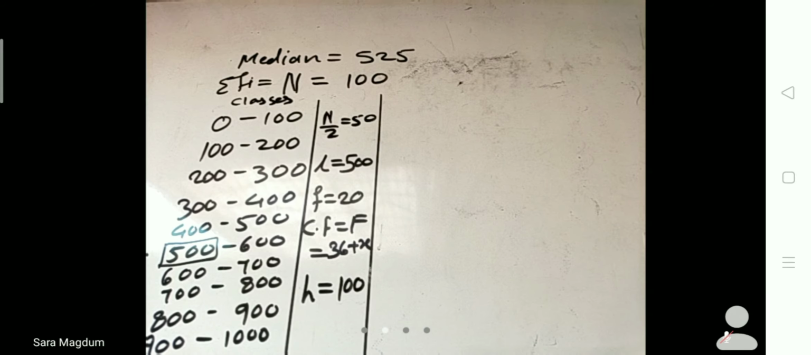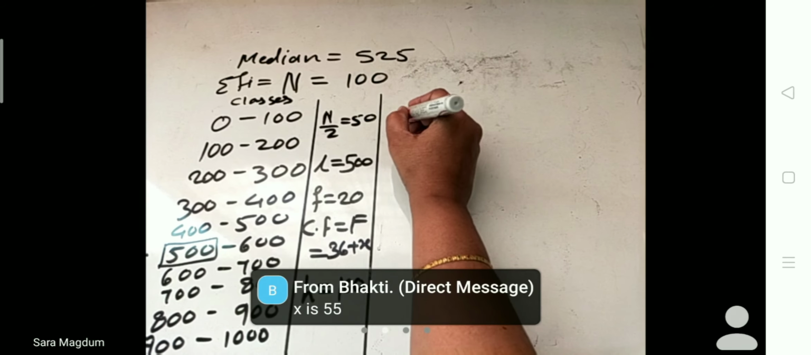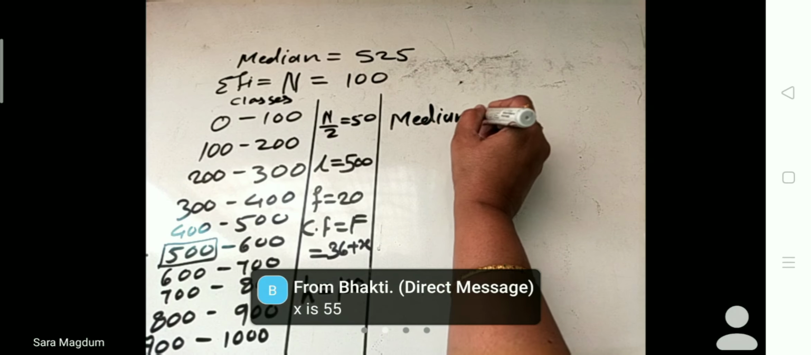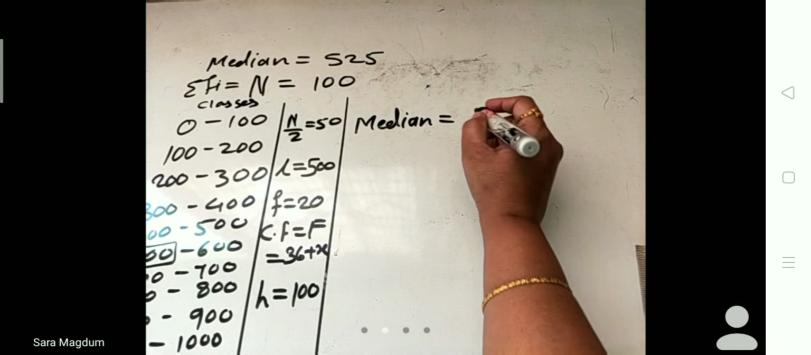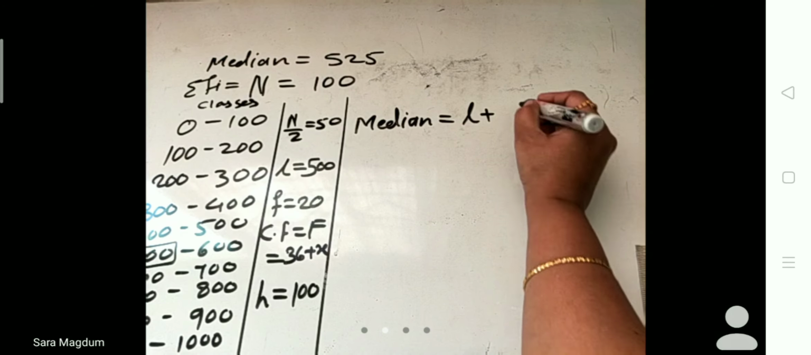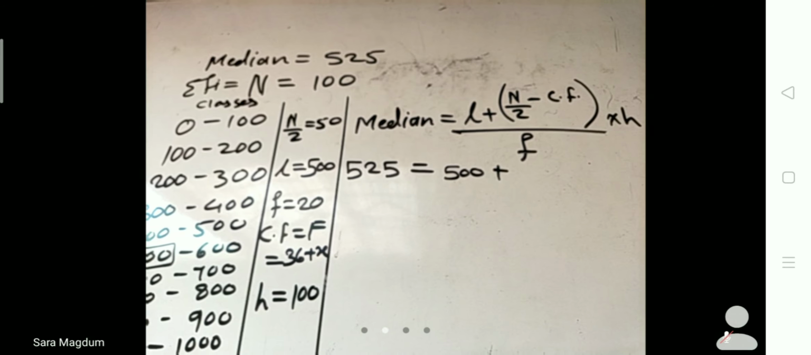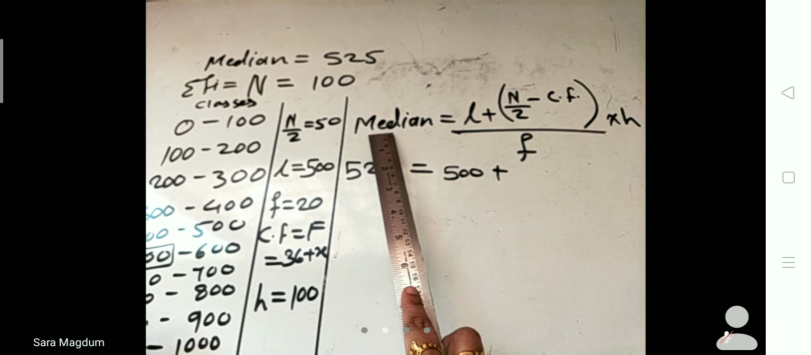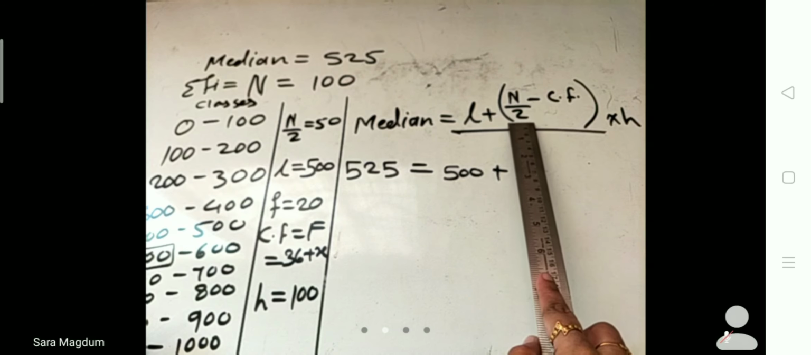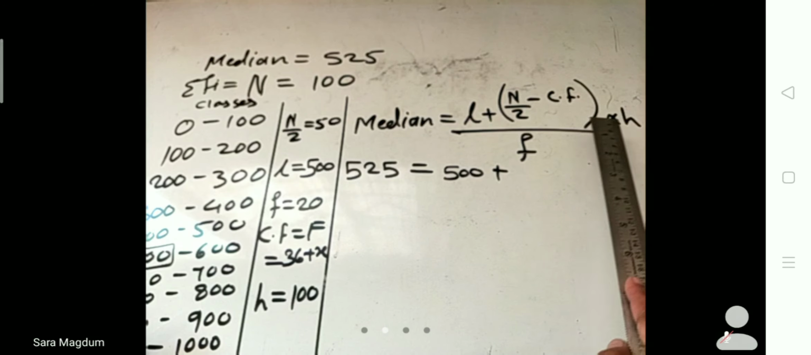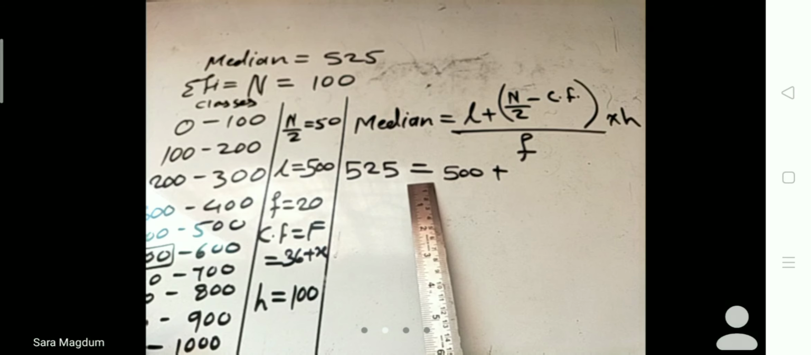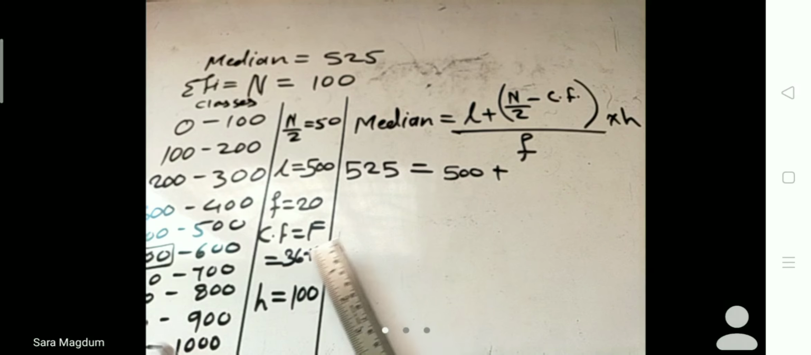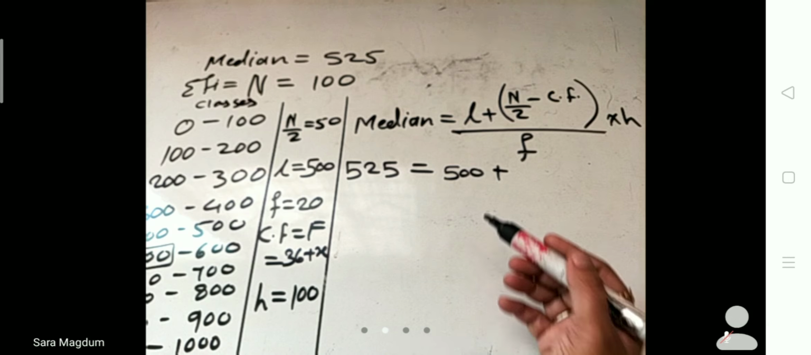What is the formula of median? I'm going to write it here. I will repeat again the formula we have written. Median is equal to L plus n by 2 minus CF upon f into h. Now the median's value we have is 525 is equal to... Okay, then 500 we have written.